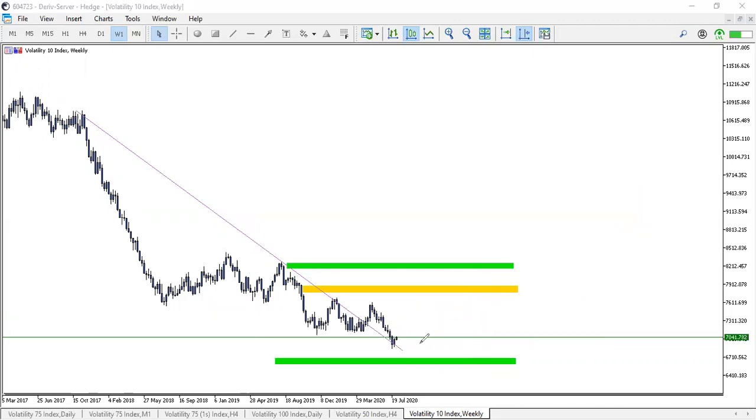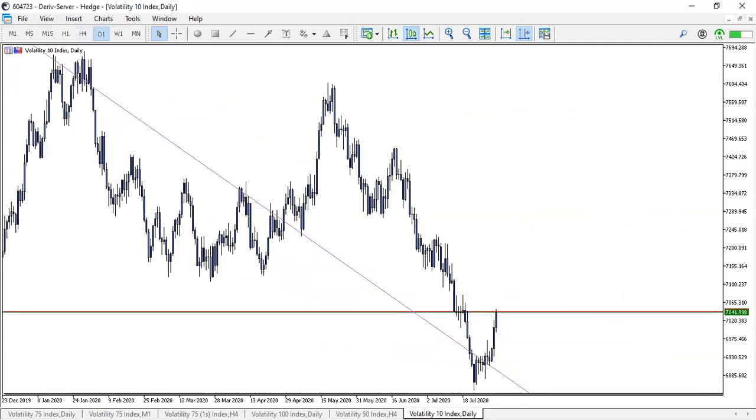So overall, I would say bullish bias on this on the weekly time frame and monthly time frame, but we're going to drop down to the daily time frame to obviously look for better opportunities and better entries.